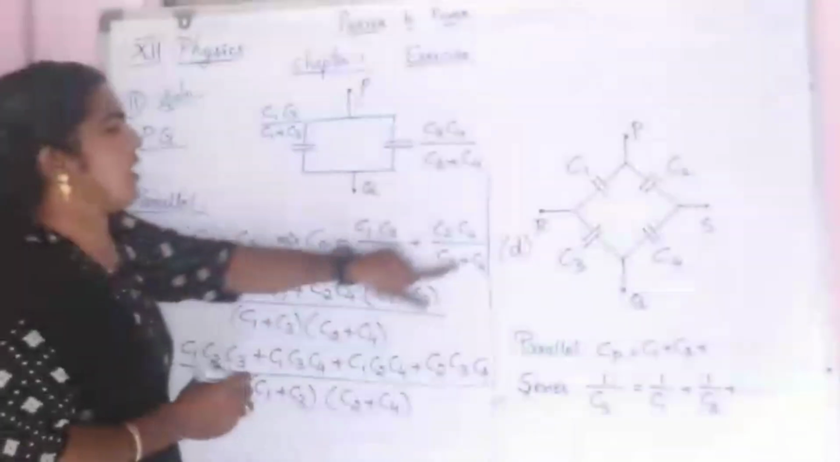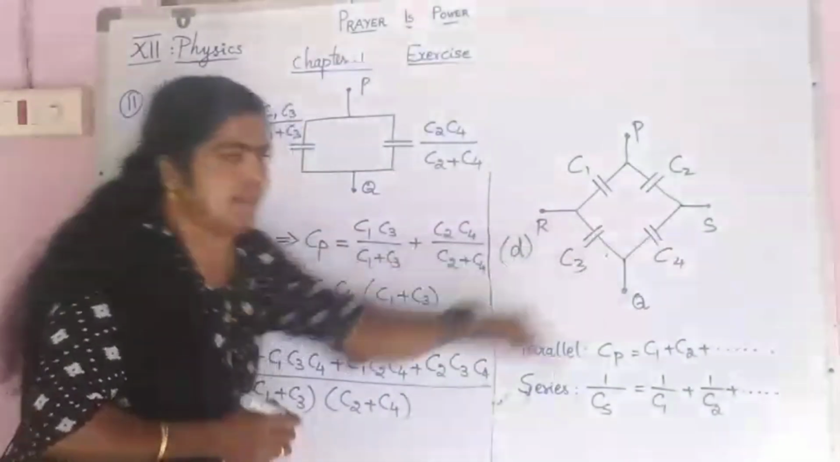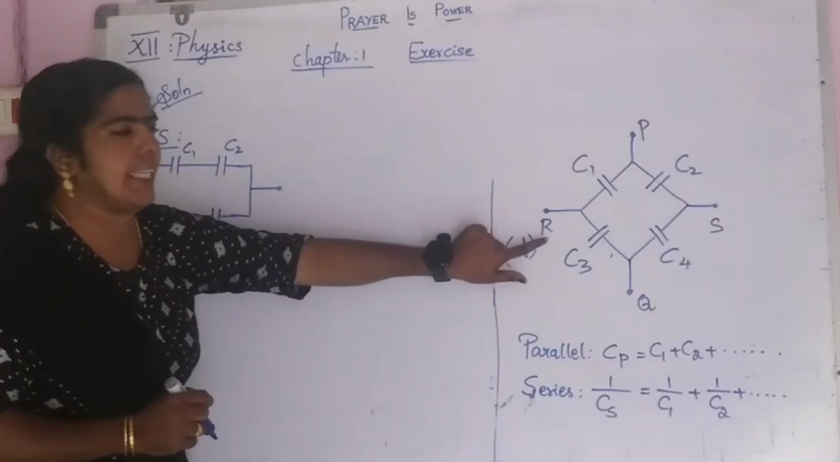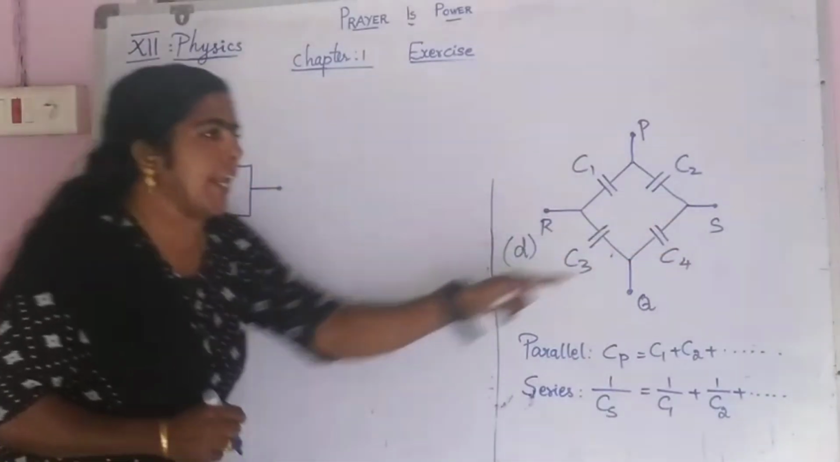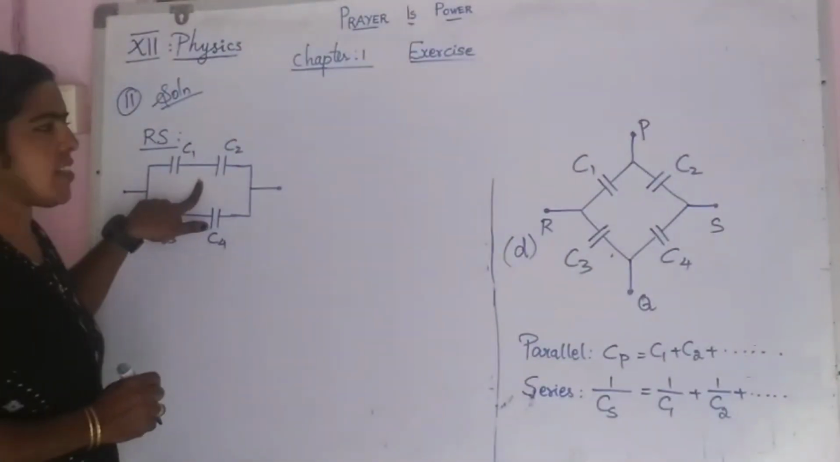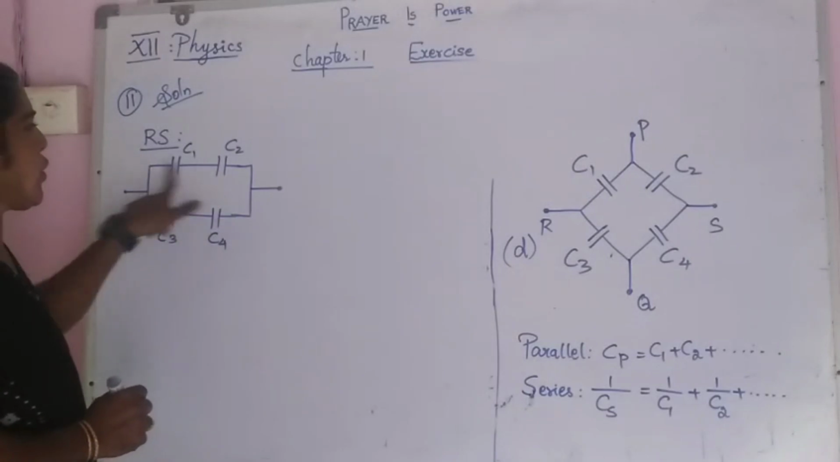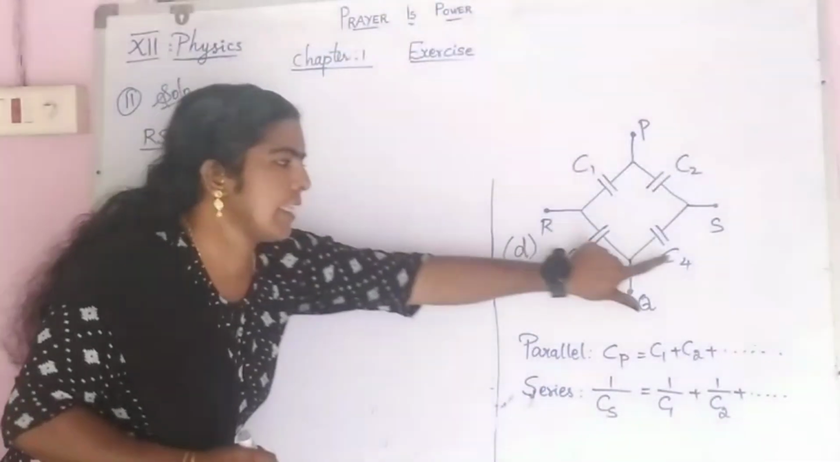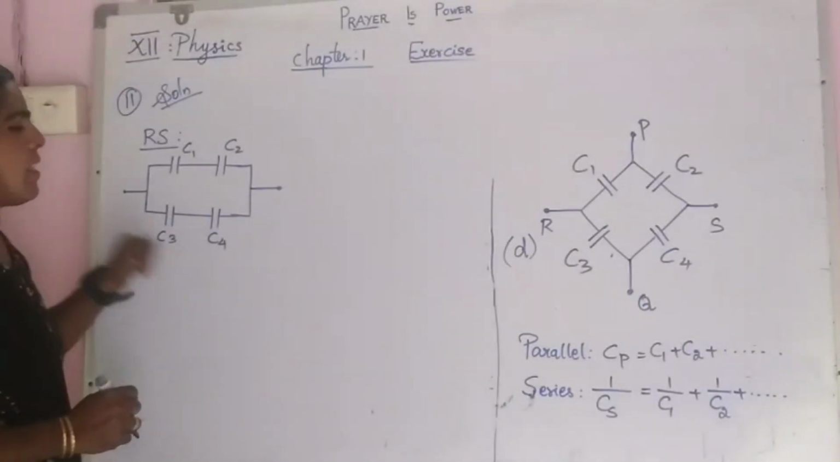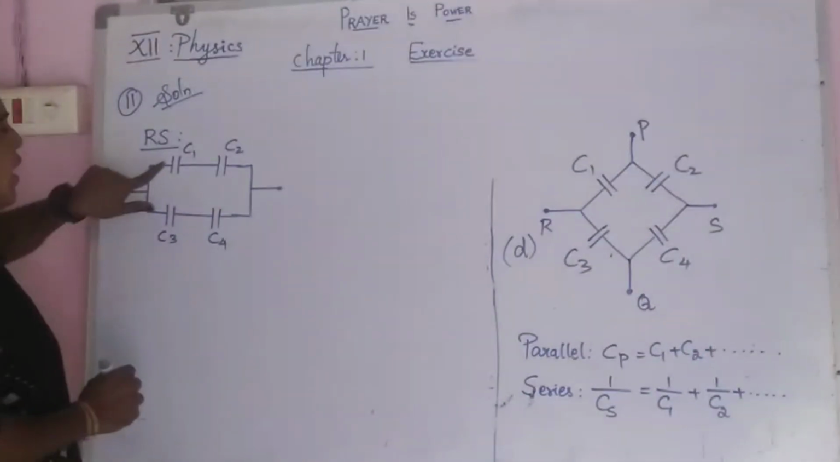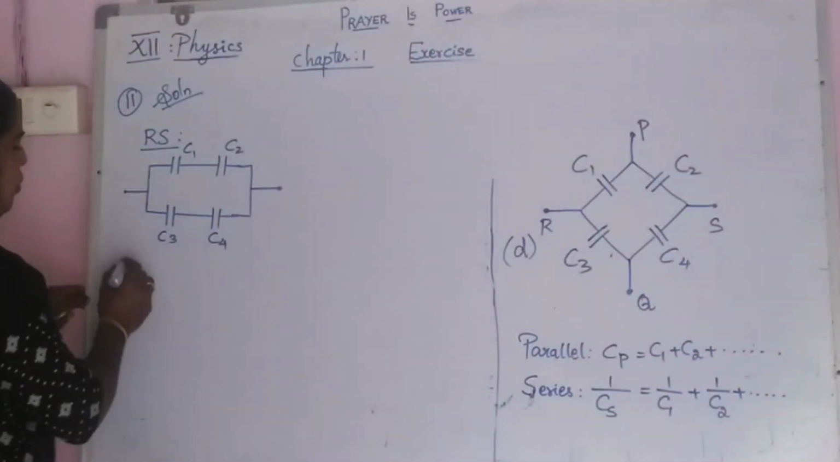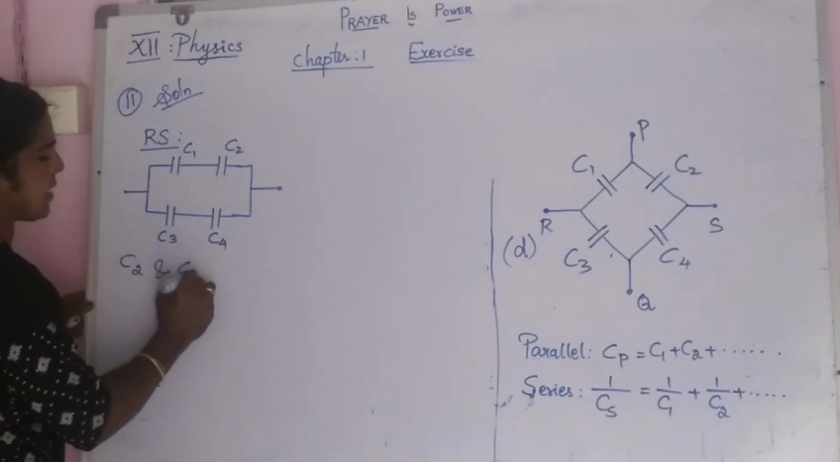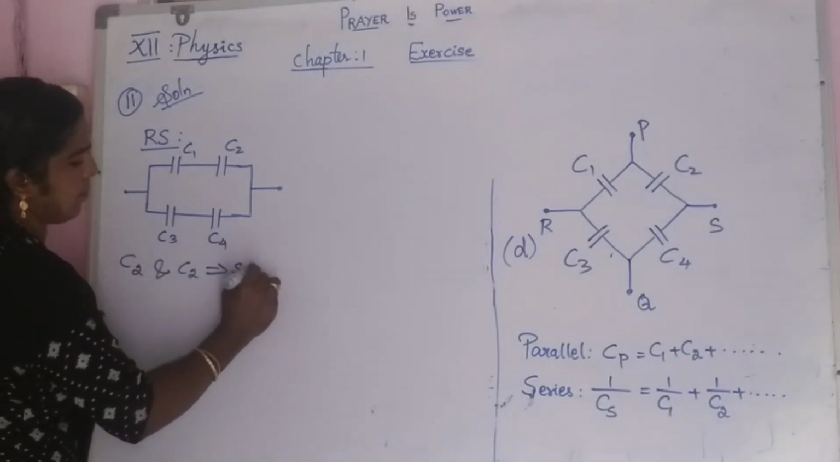Next we are using the terminals R and S. By using the terminals R and S, rearrange the circuit. C1, C2 in one line. Here also C1, C2 in one line. C3, C4 in one line. First we are using C1 and C2, which are in series.